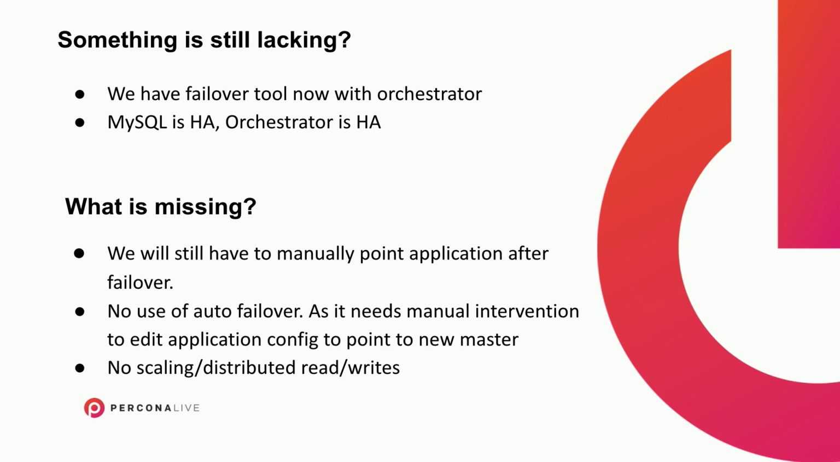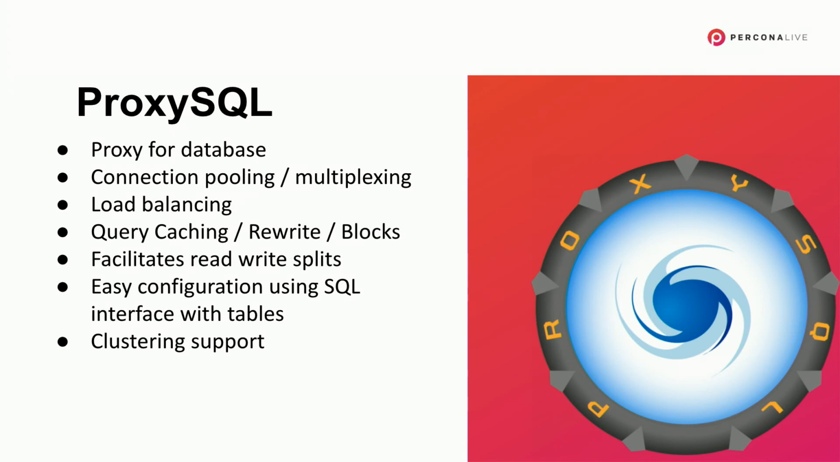So something is still lacking here. Even though we are doing a failover, whether it is automatic or manual by orchestrator, we are still pointing our application manually, and our application does not come to know what the master server is. So it is no use that we are doing auto failover, and no scaling or distribution of reads and writes is happening. So we will introduce ProxySQL here.